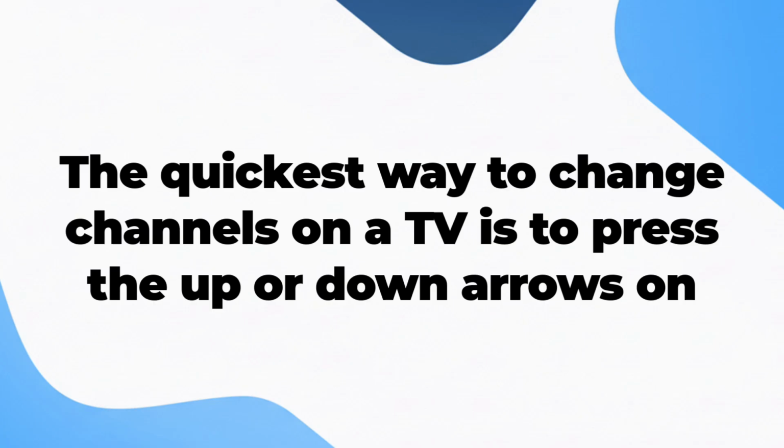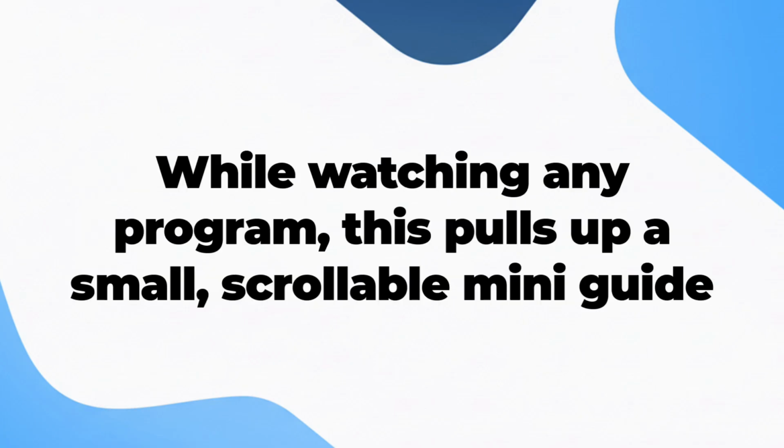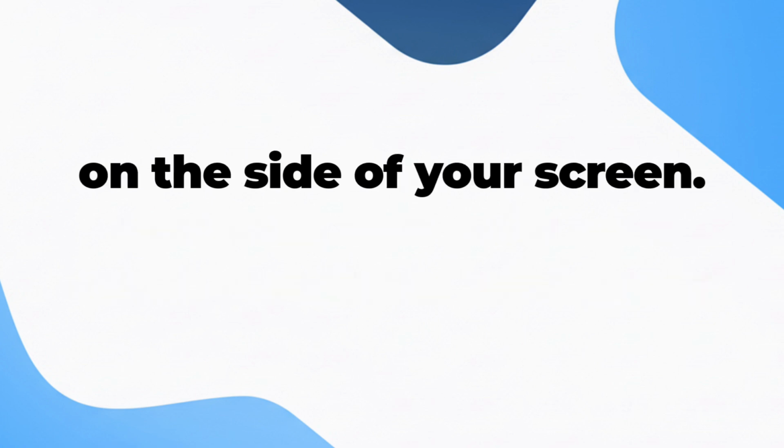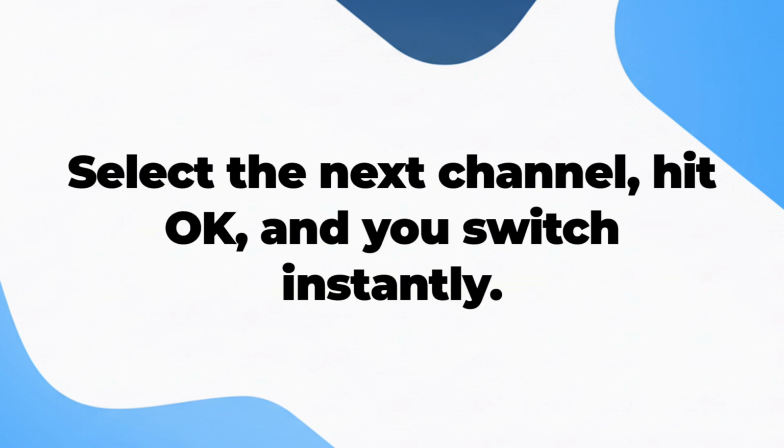The quickest way to change channels on a TV is to press the up or down arrows on your remote while watching any program. This pulls up a small, scrollable mini-guide on the side of your screen. Select the next channel, hit OK, and you switch instantly.